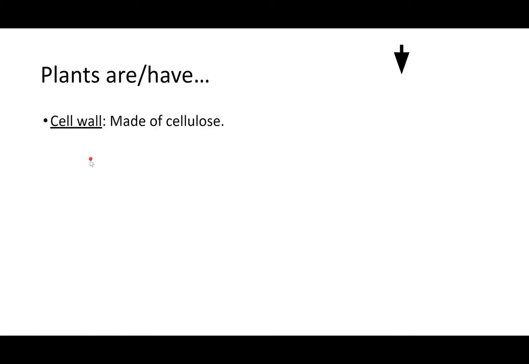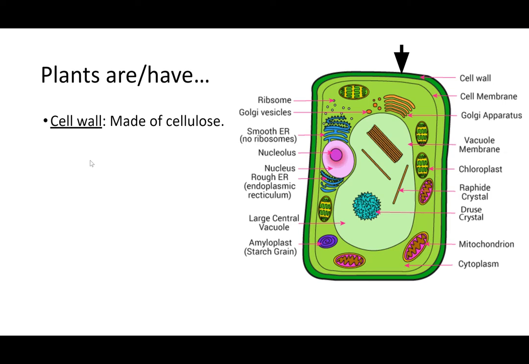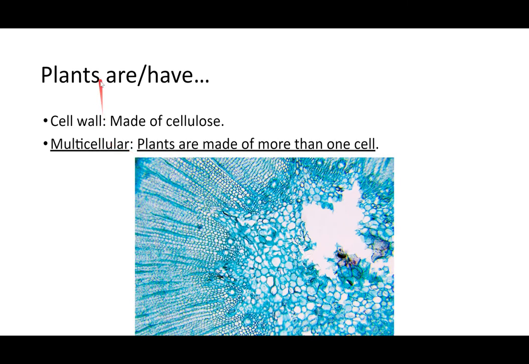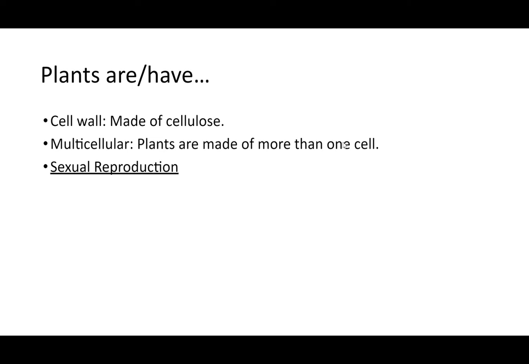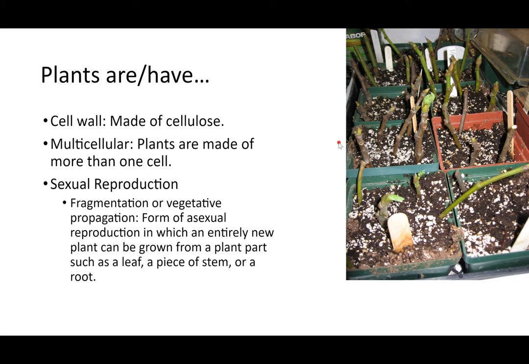So to start off with, plants have cell walls. And those cell walls are made of cellulose. So cellulose ends in ose, so we know that this is a sugar. Plants also are multicellular, meaning that they are made of more than one cell. Plants are made of millions and billions of different specialized cells. And plants also use sexual reproduction.